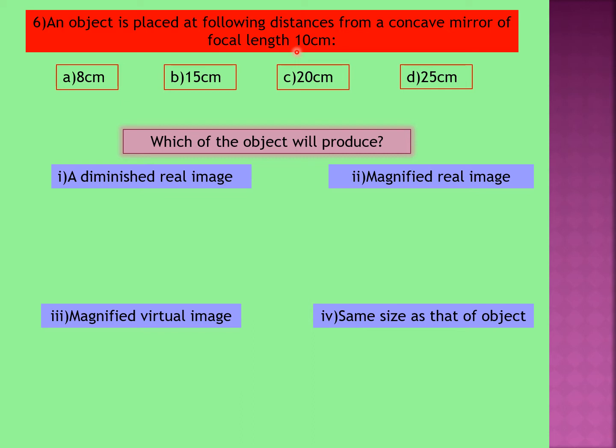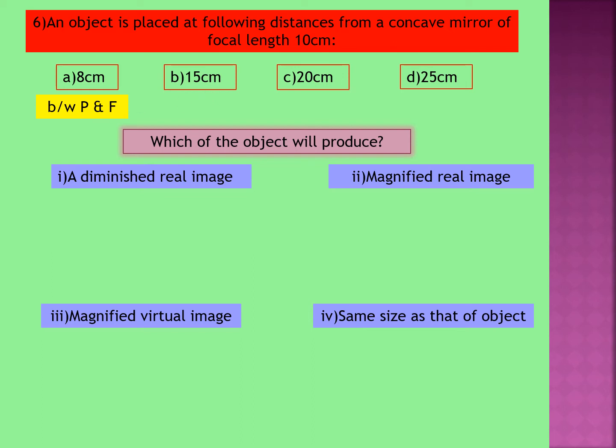If the focal length of the concave mirror is 10 centimeter and you are keeping your object at 8, that means you are keeping the object before focus, nearer to the mirror, right? So first just analyze this. At 8 centimeter the object is between pole and focus, correct?